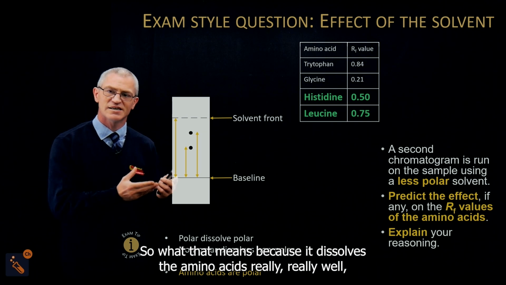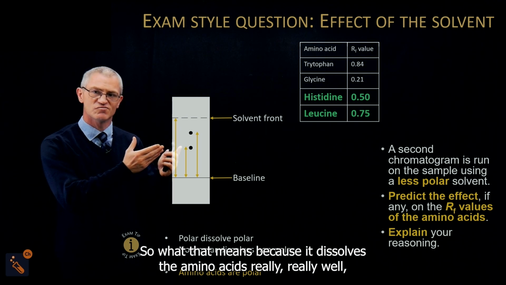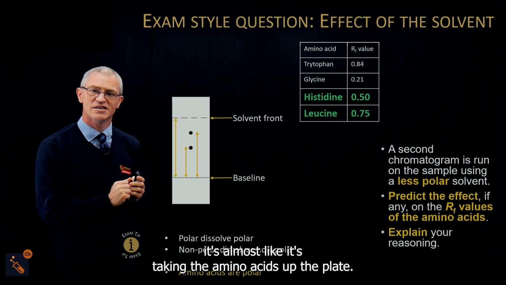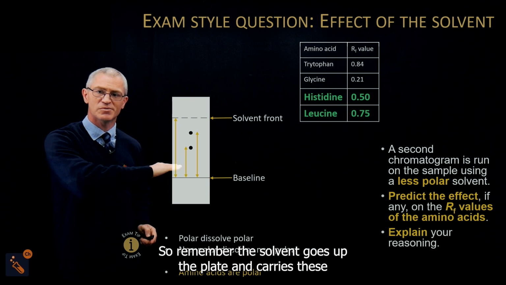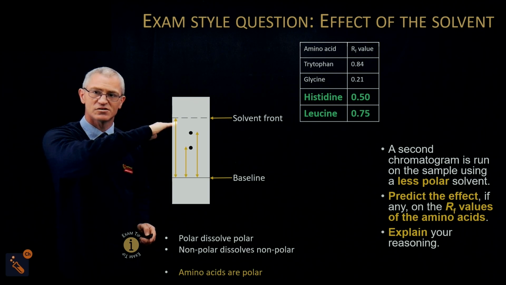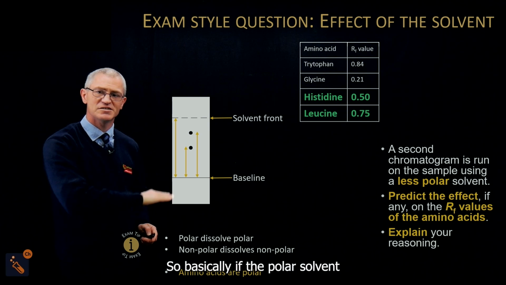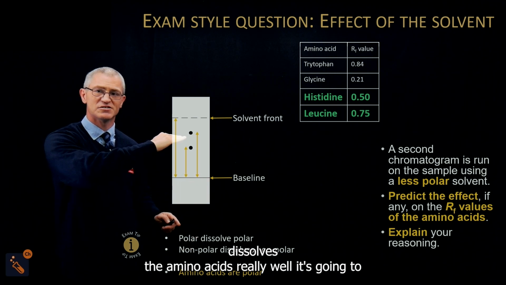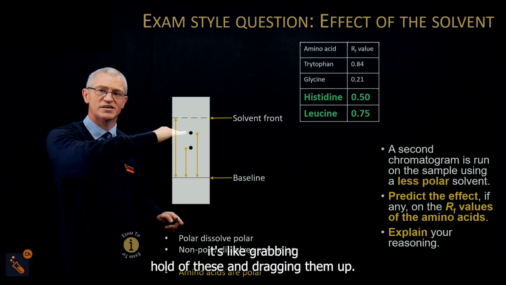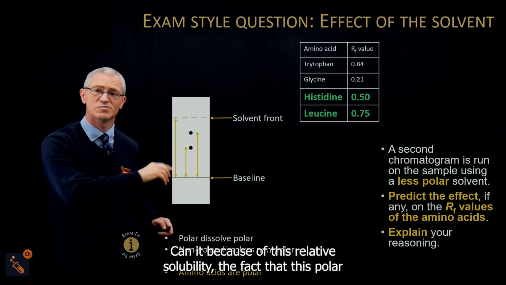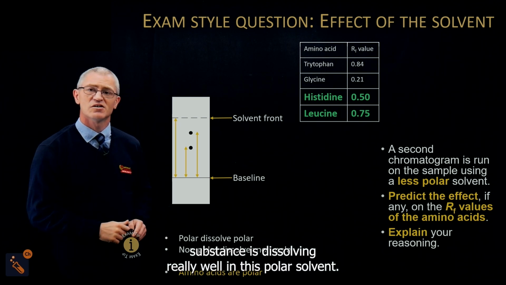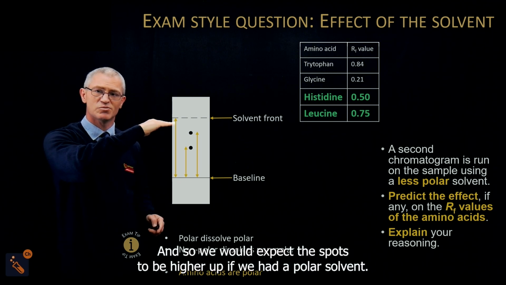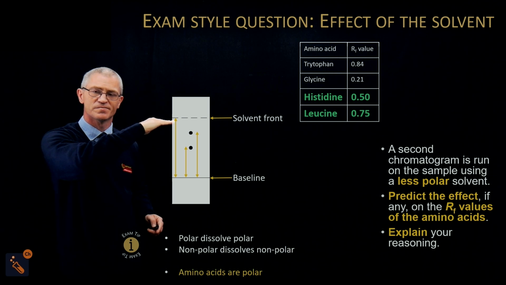So what that means, because it dissolves the amino acids really, really well, it's almost like it's taking the amino acids up the plate. So remember, the solvent goes up the plate and carries these substances up with it. So basically, if the polar solvent dissolves the amino acids really well, it's like grabbing hold of these and dragging them up. Okay, and it's because of this relative solubility. It's the fact that this polar substance is dissolving really well in this polar solvent. And so we would expect the spots to be higher up if we had a polar solvent.